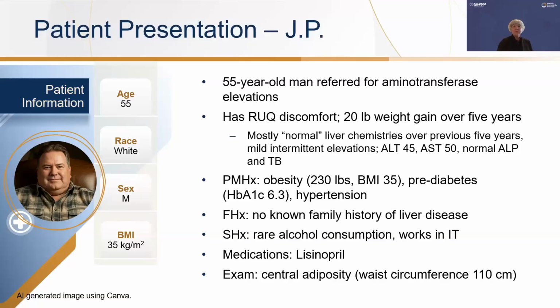He has a past medical history of obesity, pre-diabetes with a hemoglobin A1C of 6.3%, and some hypertension. He doesn't have any family history of liver disease. Rarely does he drink alcohol. He works in IT, which suggests that he may have some sedentary habits. He is on lisinopril, and on exam, he has central adiposity with a waist circumference of 110 centimeters, and that translates into a waist circumference of about 43 inches.